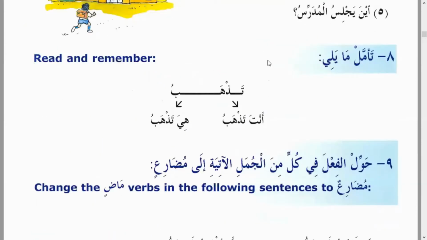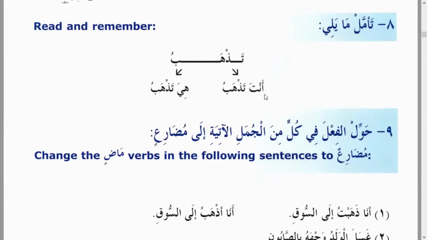So تأمل ما يلي, we have to be very careful with this. تذهب could mean أنت تذهب as well as هي تذهب. For both of them we use تذهب, right? It could be أنت or هي. Depending on the sentence, we will change accordingly. Anta tazhabu or hiya tazhabu. Okay.